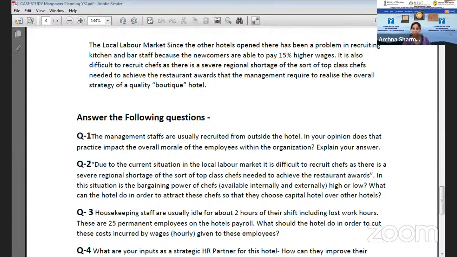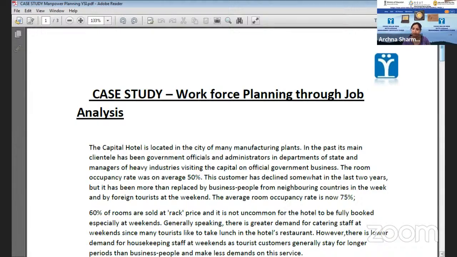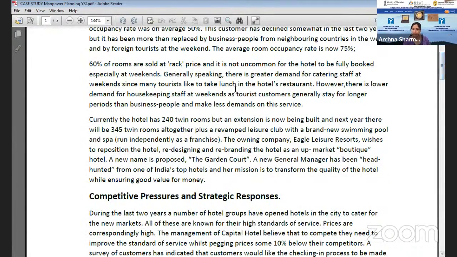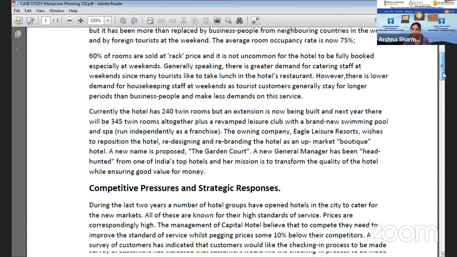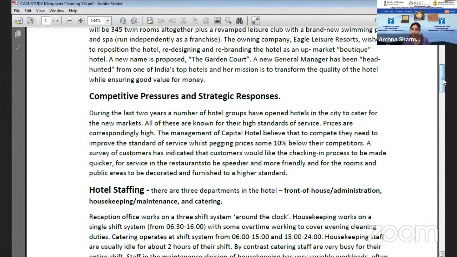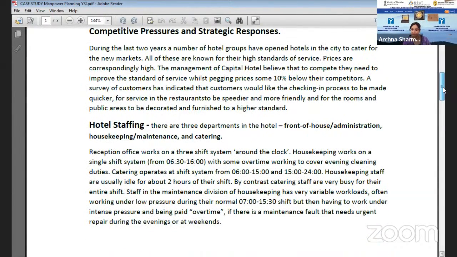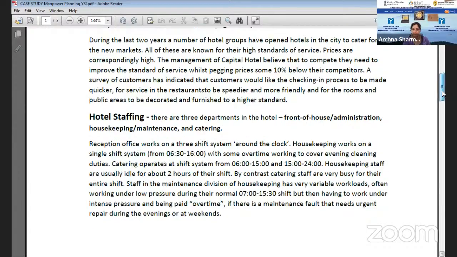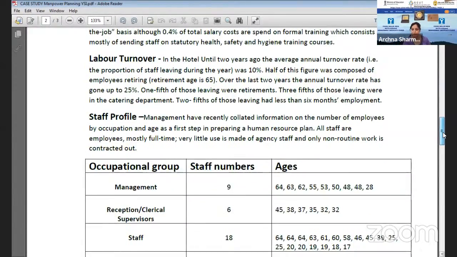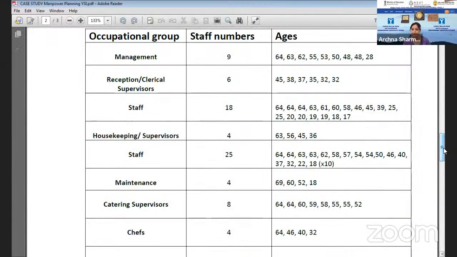Right. So, like Apurva said, there are a few things mentioned in the case. How we generally used to solve case studies is that we used to highlight the points. For example, 60% of rooms were sold at rack price. Then currently the hotel has 240 twin rooms. Then comes your competitive pressures and strategy responses. Exactly what is going on inside the company, what are the problems within the organization. So we'll take a note of internal factors affecting the manpower planning and then external factors affecting the manpower planning, and how we are going to resolve these things. Then labor turnover, like you said, then staff profile. This is the entire profile we gave you, to the extent that everybody's age is also written out there.